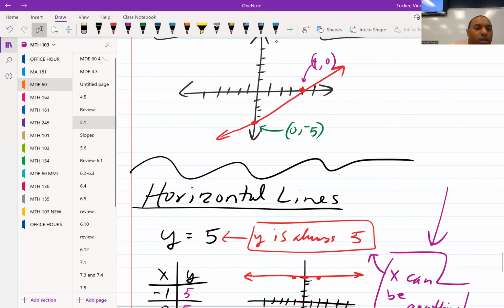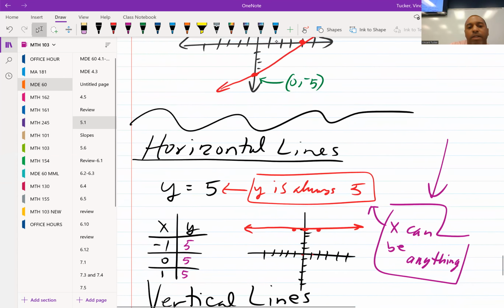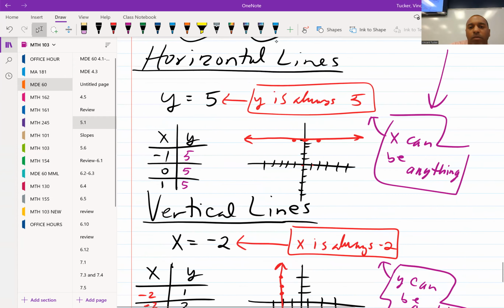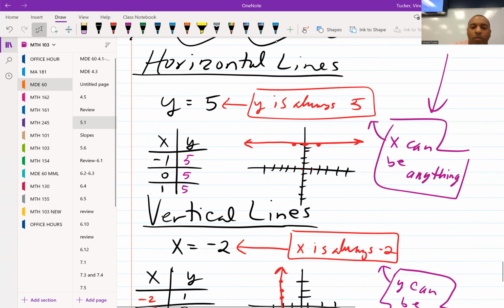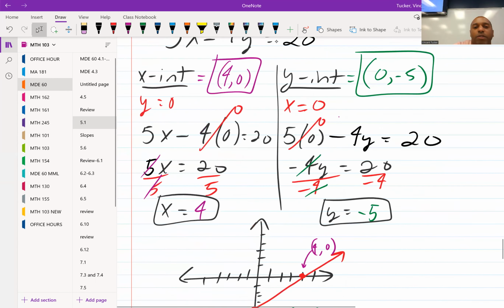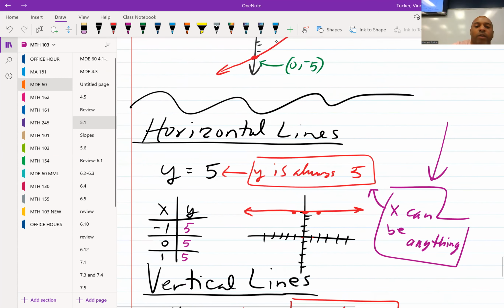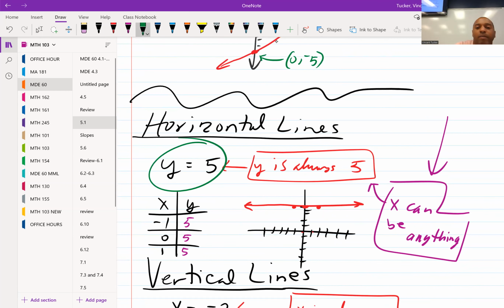All right. So before we go into slopes, let's look at horizontal lines and vertical lines. Notice our equations up to this point had x and y involved. Now when you get to an equation with just a y, that's going to be a horizontal line. In this case, we have y equal to 5. So that means y is always going to be 5, and x can be anything.